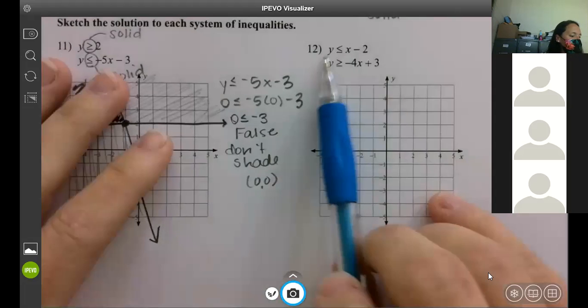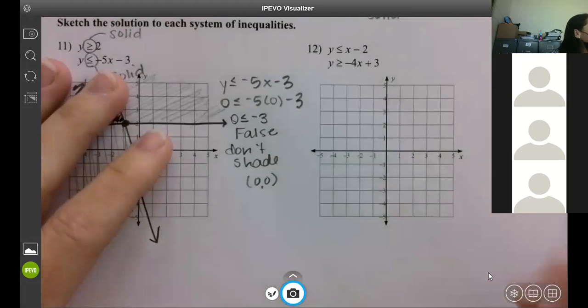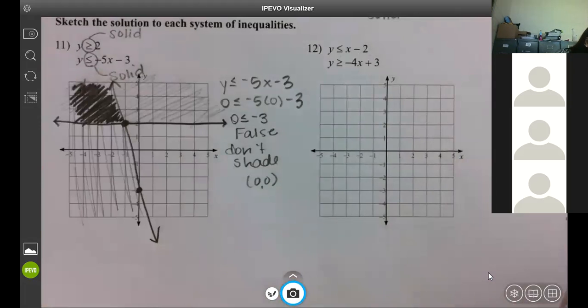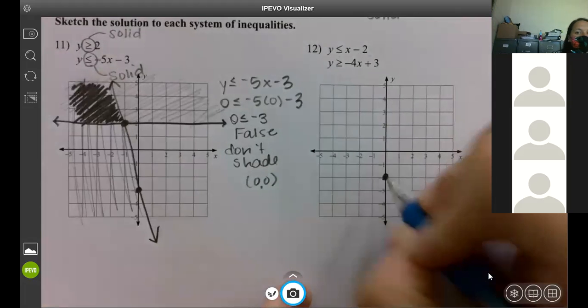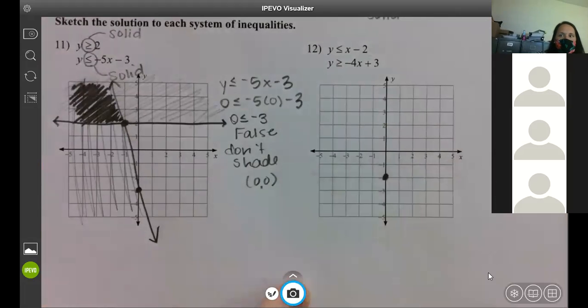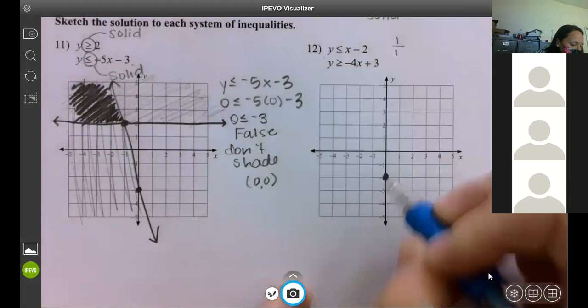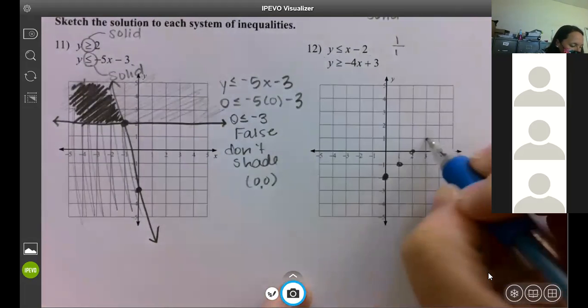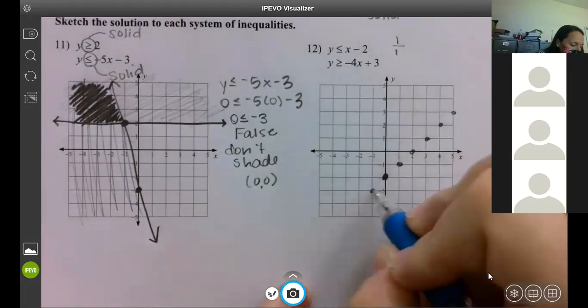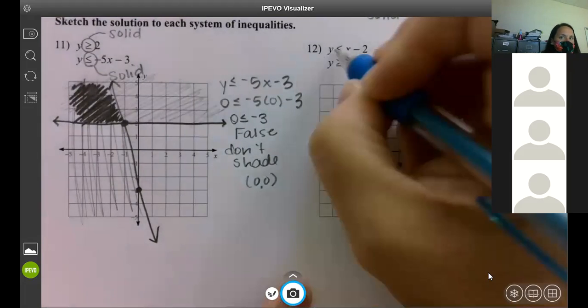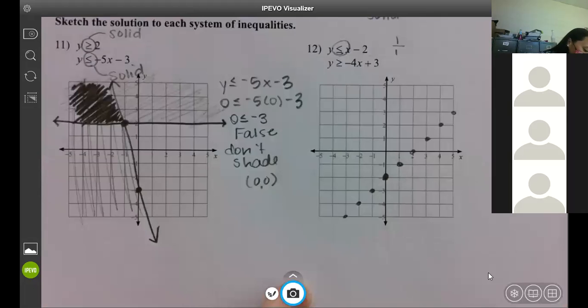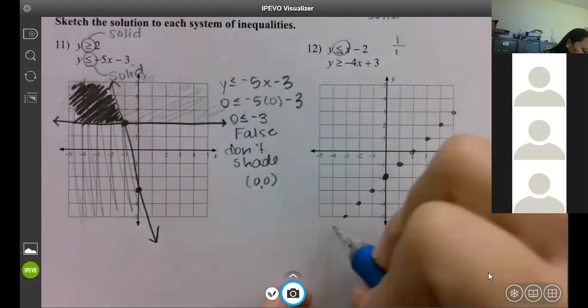Okay, so look at this first one. y is less than or equal to x minus 2. How do I graph it? Where do I start? -2. How do I move? What's our number with x? 1. How do I make it a fraction? So I move up 1 over 1. Is it solid or dashed? Solid, because it has an equal to.